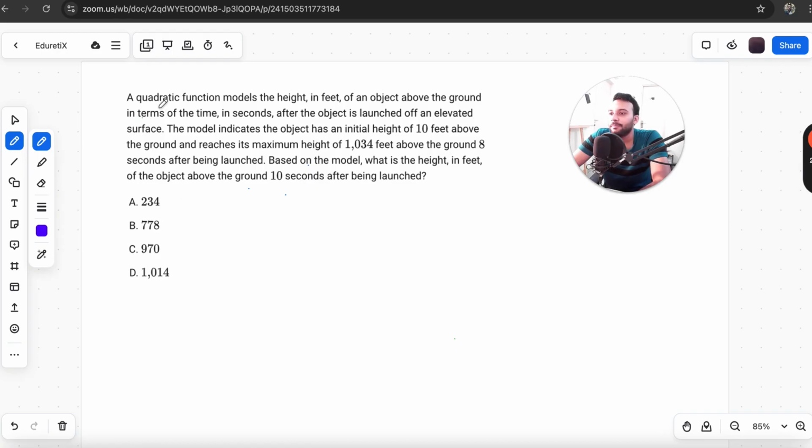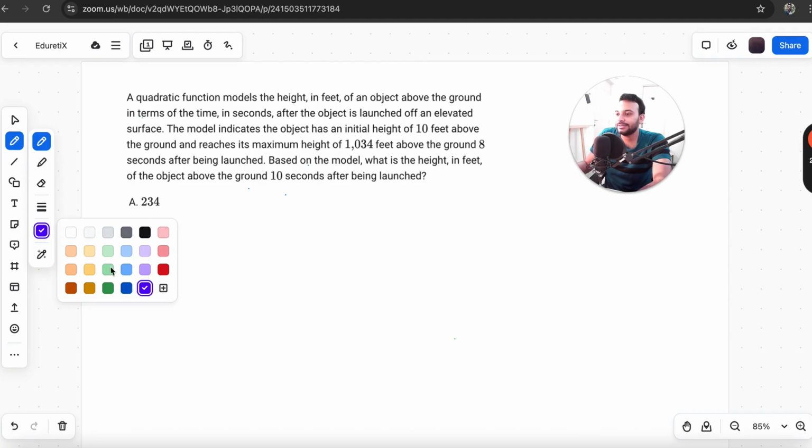A quadratic function models the height in feet of an object above the ground in terms of the time in seconds after the object is launched off an elevated surface. The model indicates the object has an initial height of 10 feet above the ground and reaches its maximum height of 1034 feet above the ground 8 seconds after being launched. Based on the model, what is the height in feet of the object above the ground 10 seconds after being launched? Okay, a very interesting question and a classic one for DESMOS.